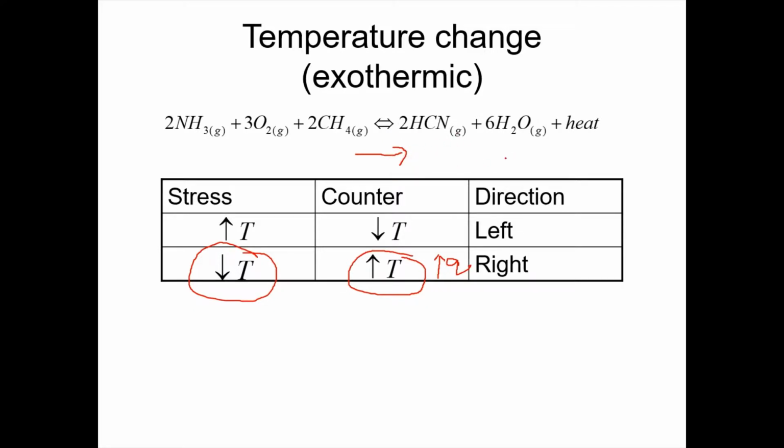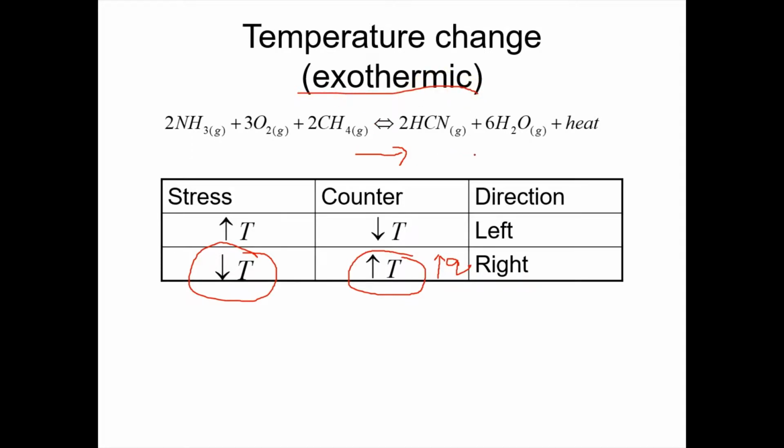If you want more HCN for this reaction and it's exothermic, you better cool it down, because by cooling it down, it makes the reaction go to HCN. If you don't want there to be too much HCN, then what you do is you heat it up. Maybe it is a poisonous gas. So let's say you have this chemical reaction that's out of control. You're like, how do we keep it from creating too much hydrogen cyanide gas? Well, turns out you warm it up, because by warming it up, it makes the reaction go to the left.